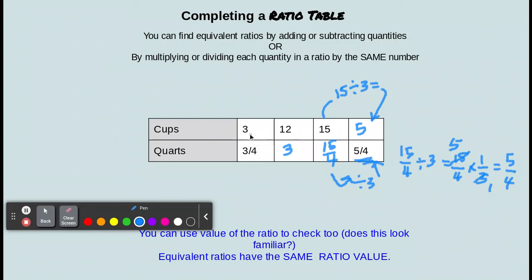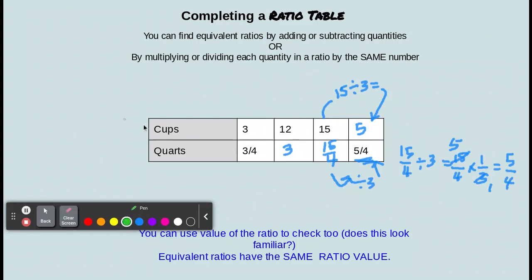So just remember, if you're multiplying this top number by 4, you need to do the same thing to the bottom one. If you're adding the first 2 columns, you need to add the first 2 columns down below as well. And then if you divide the top by 3, you also need to divide the bottom by 3. All right, and those will all create equivalent ratios.